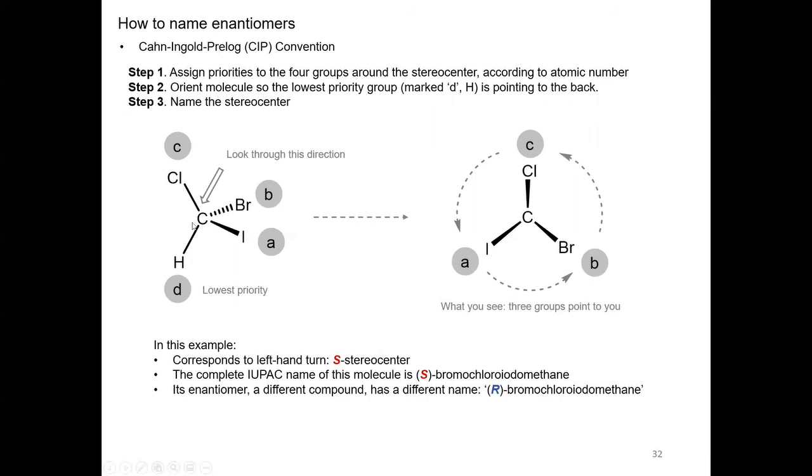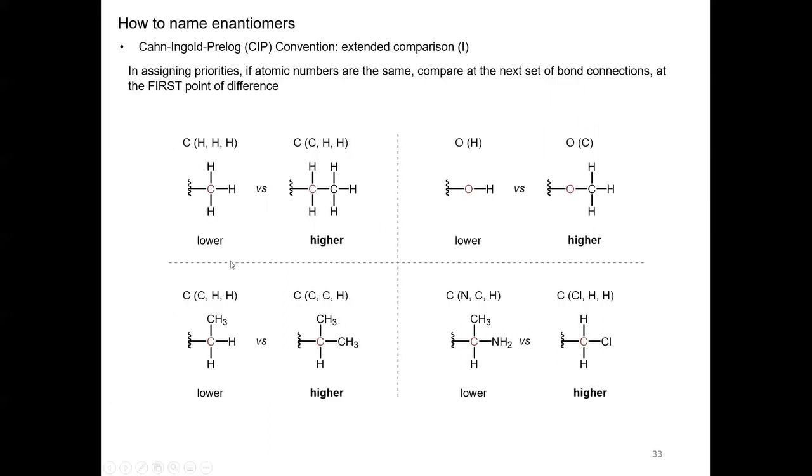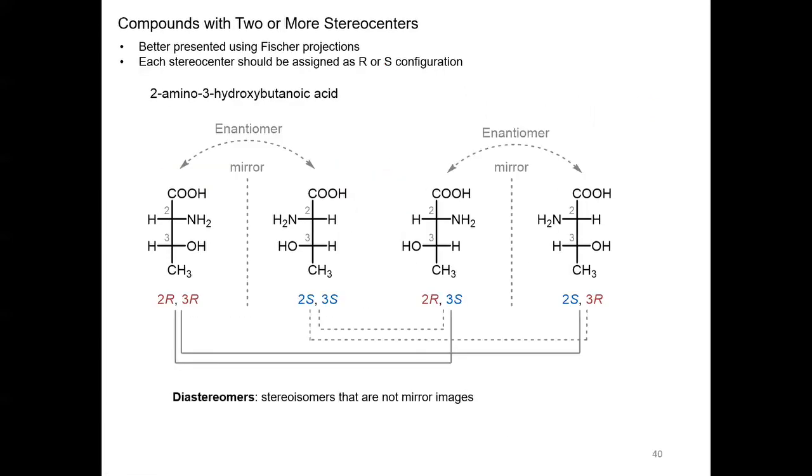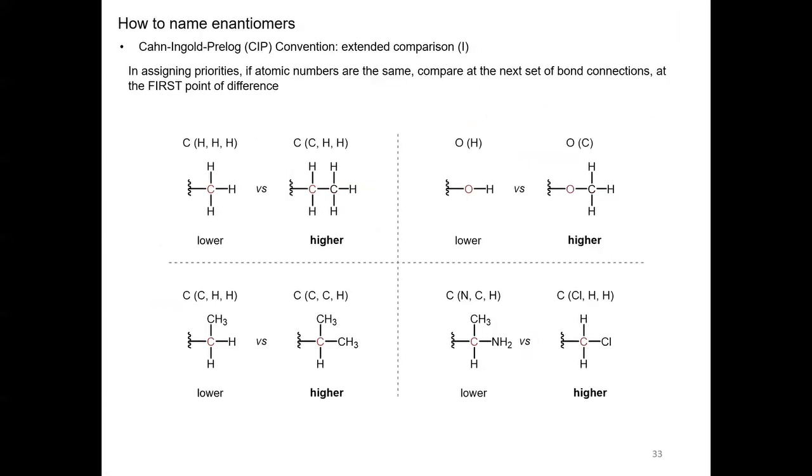In this example, we can see iodide, bromide, chloride are counterclockwise, which fits the left hand. So it's an S stereocenter. The complete IUPAC name of this molecule is S-bromochloroiodomethane, and its enantiomer, of course, fits the right hand, so it's called R-bromochloroiodomethane. In the next lecture we are going to learn more about the Cahn-Ingold-Prelog convention, more complicated situations, and we are going to do some exercises about this assignment. All right. See you next time.